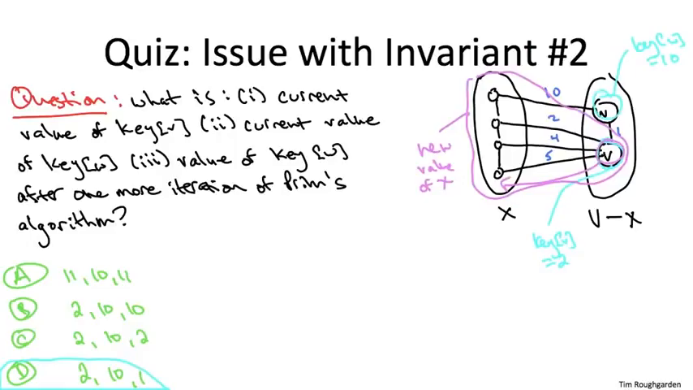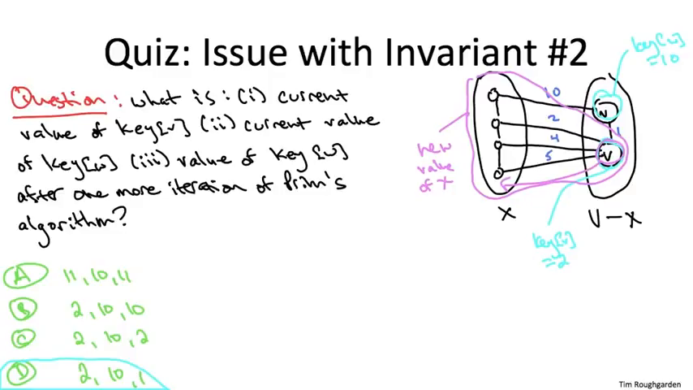So the correct answer is the fourth one. Let's see why. So first, let's remember the semantics of keys. What's the key supposed to be? It's supposed to be amongst all the edges that on the one hand are incident to the vertex, and on the other hand are crossing the cut. It's the cheapest cost of any of those edges. So for the node V, there's 4 incident edges with cost 1, 2, 4, and 5. The 1 is not crossing the cut. The 2, 4, and 5 are crossing the cut. The cheapest of those is 2. So that's why V's current key value is 2. For the node W, it has 2 incident edges, a 1 and a 10. The 1 is not crossing the cut, the 10 is. It's the only candidate crossing the cut, so its key value is 10.